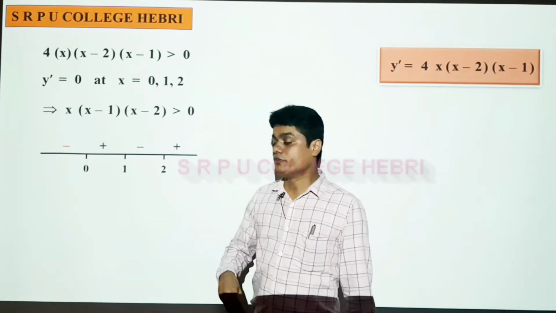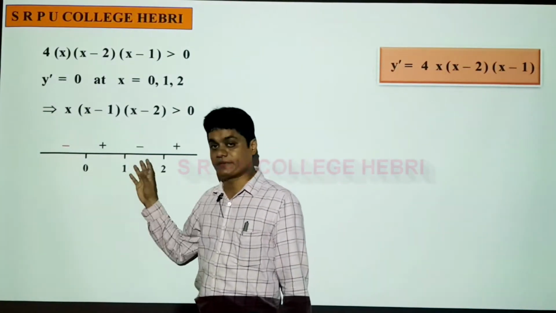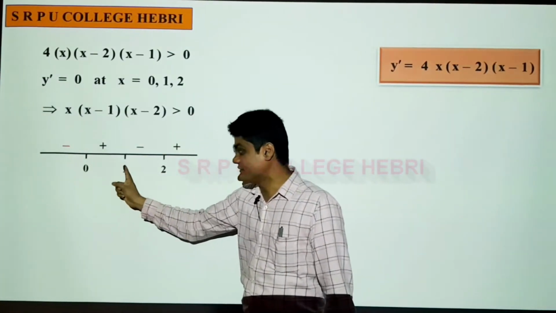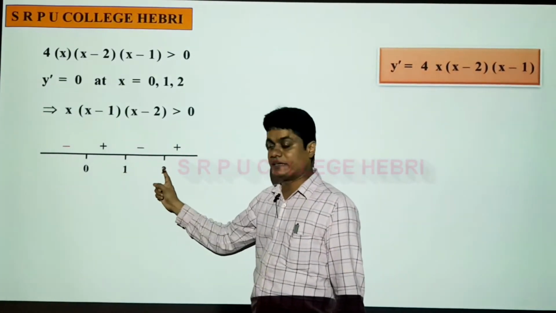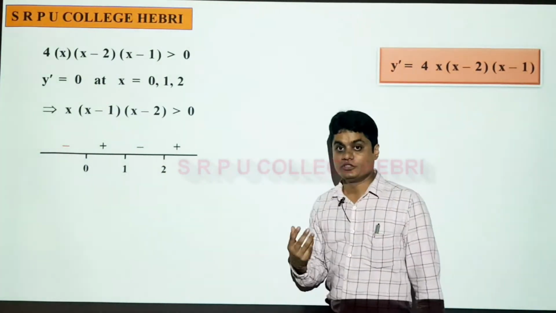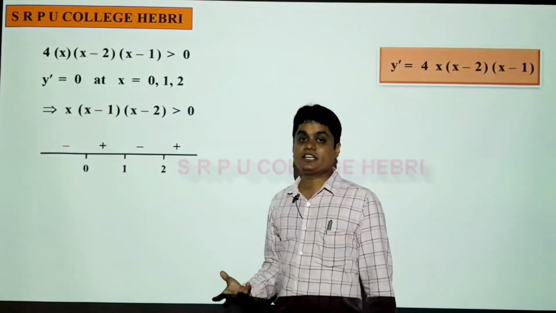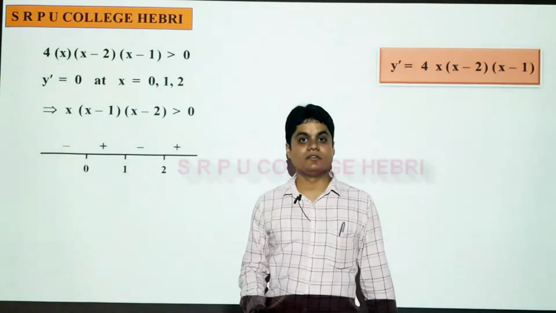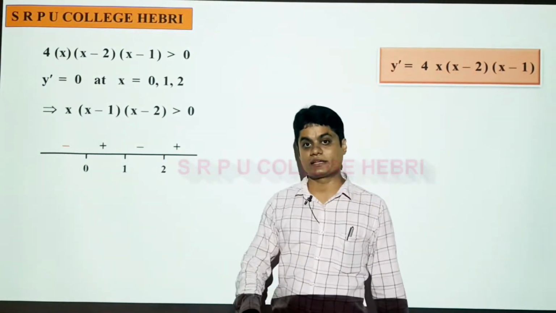We decided whether y dash is positive or negative in the different intervals. How many intervals are there? Minus infinity to 0 is one interval, 0 to 1 again one interval, 1 to 2 another interval, 2 to infinity the fourth interval. So we verified y dash, whether it is positive or negative, in the different intervals.